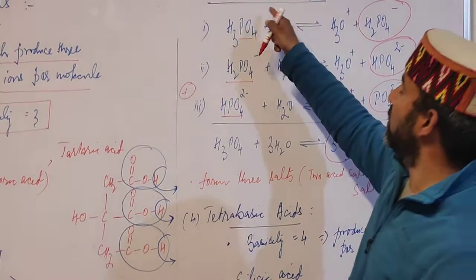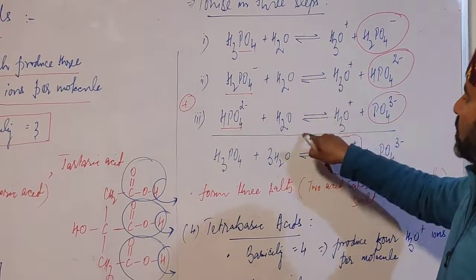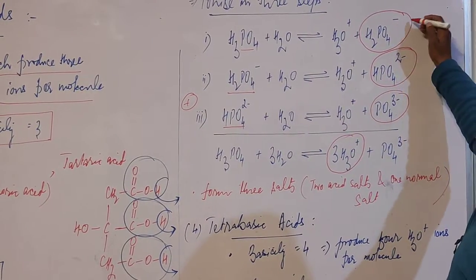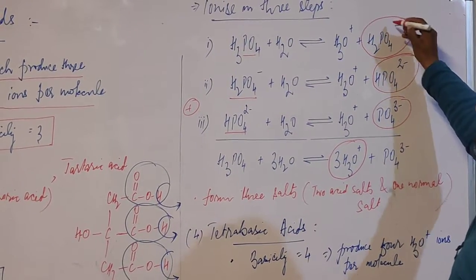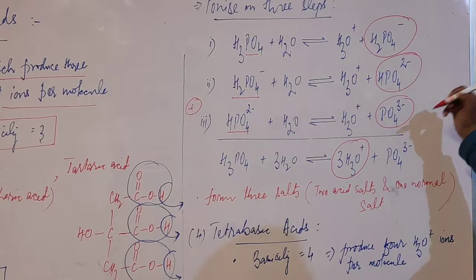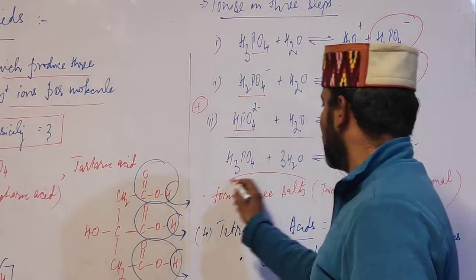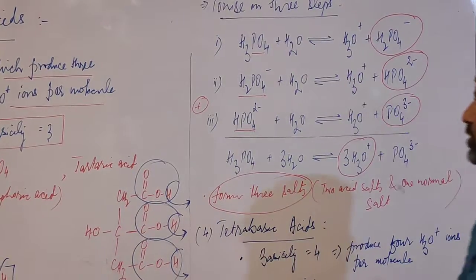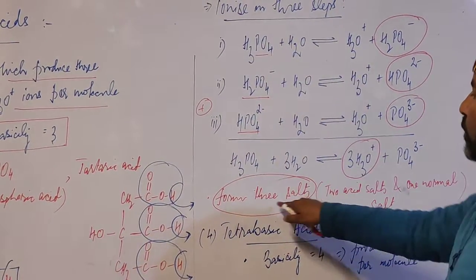Now students, since this is a tribasic acid, upon ionization in 3 steps, it produces 3 different acid radicals. This is the first acid radical, this is the second acid radical, this is the third acid radical. So therefore it forms how many salts? It forms 3 salts. So such an acid, when it reacts with a base, forms how many salts?